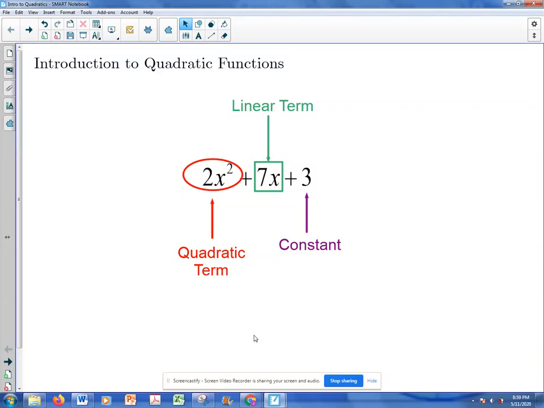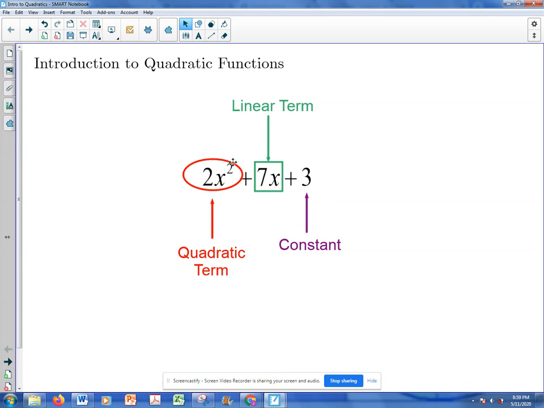Okay, now we're going to try to do a little introduction to quadratic functions. We took a little look at it using the algebra tiles, and now we're going to look at it more algebraically. So a quadratic function is indicated because the biggest exponent is a 2. So that 2 right there is what's making this a quadratic function. It's actually a quadratic expression because I have no equal sign, but that's neither here nor there.